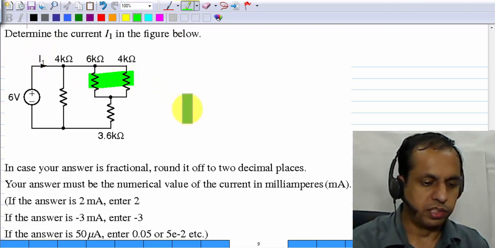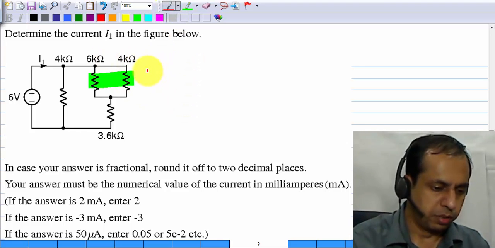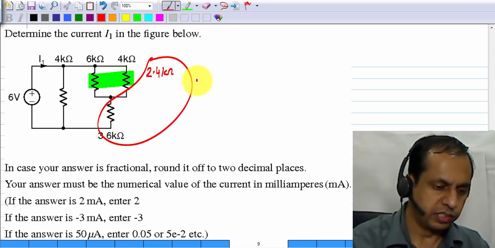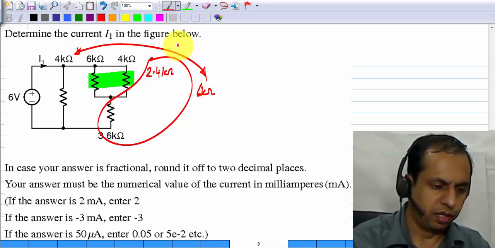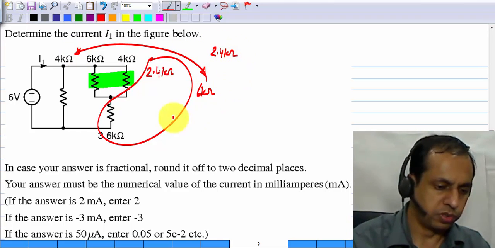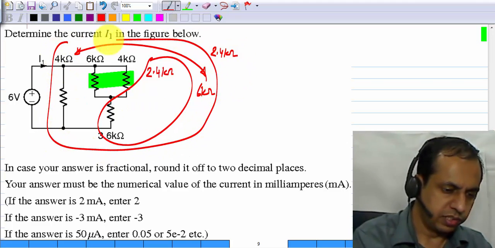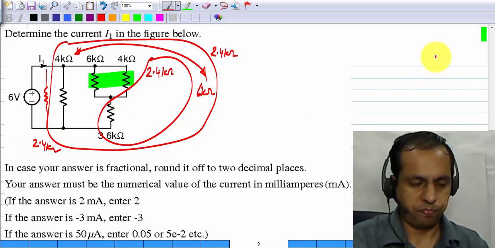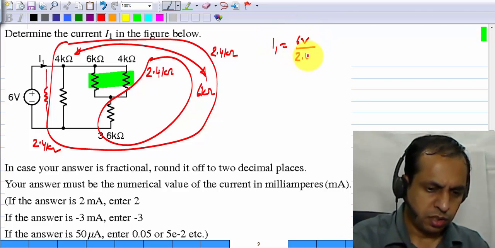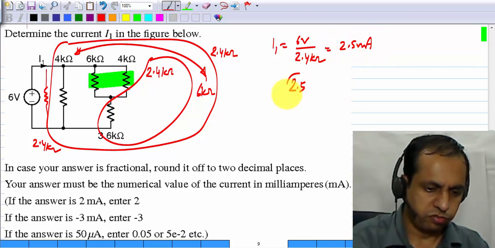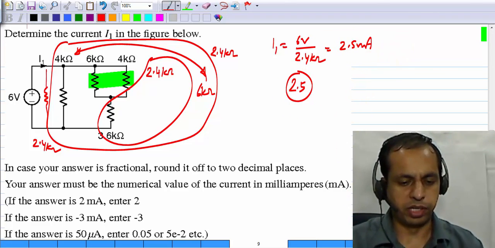So first you combine these two in parallel and you can see that it becomes 2.4 kilo ohms, and you combine these two in series, that will be 6 kilo ohms, and these two in parallel, so that becomes 2.4 kilo ohms. So this whole thing is equivalent to a single resistor of value 2.4 kilo ohms. I1 is 6 volts divided by 2.4 kilo ohms, which is 2.5 milliamps. So the answer is 2.5, which is the value of the current in milliamperes.